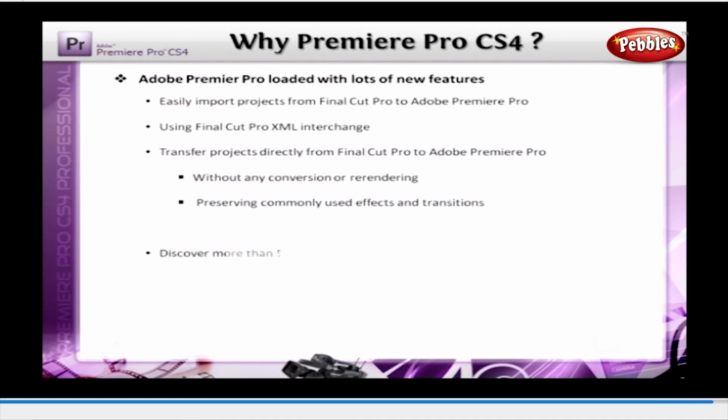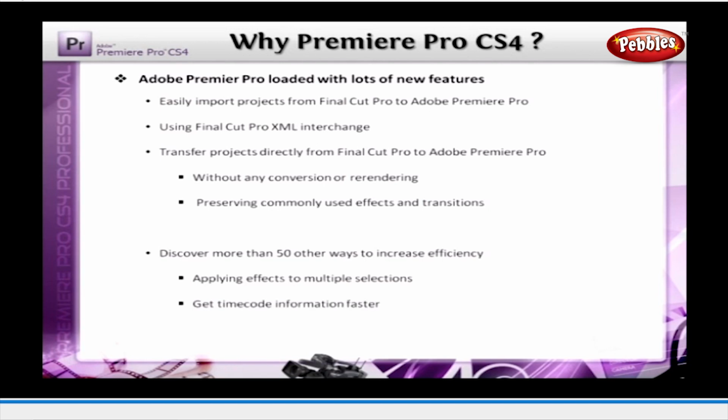You can discover more than 50 other ways to increase efficiency, such as applying effects to multiple selections, getting the timecode information faster, speeding up your work in the timeline with new keyboard shortcuts, and many more. These are just a few of the reasons why you should start learning and using the latest version of Premiere Pro, which is Premiere Pro CS4.